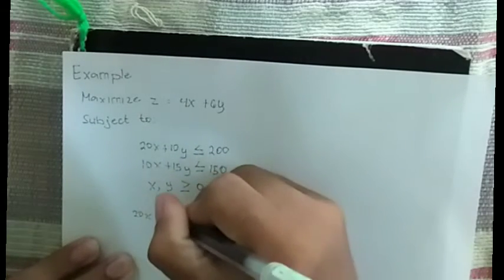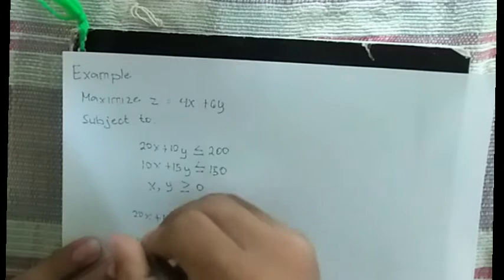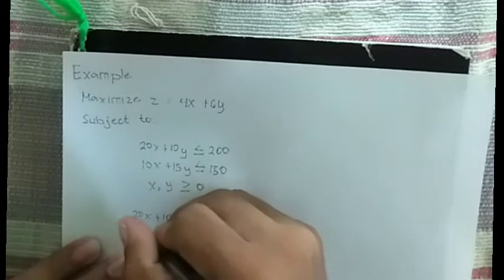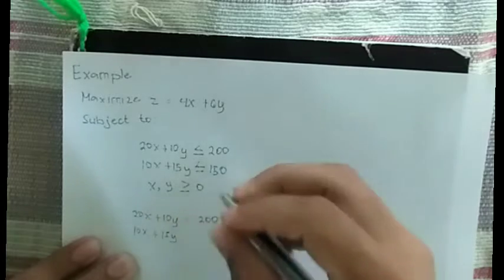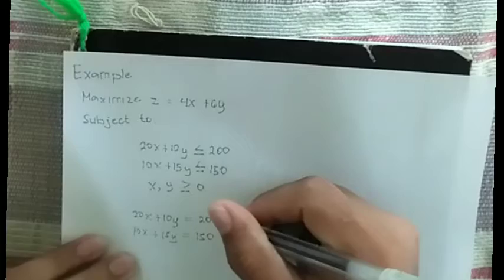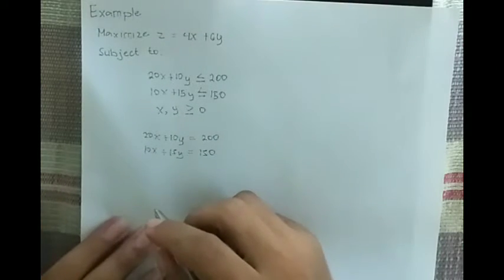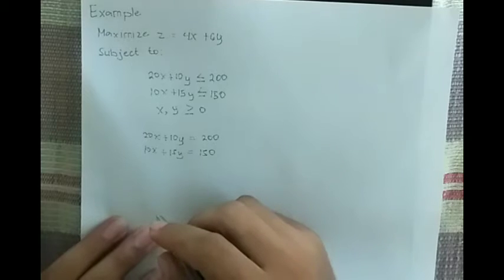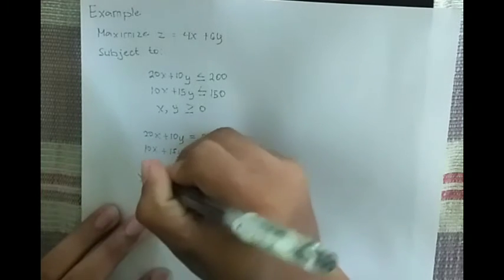20x plus 10y is equal to 200. Then 10x plus 15y is equal to 150. Now, in order for us to get the coordinates, we need to solve for x by setting y equal to 0.